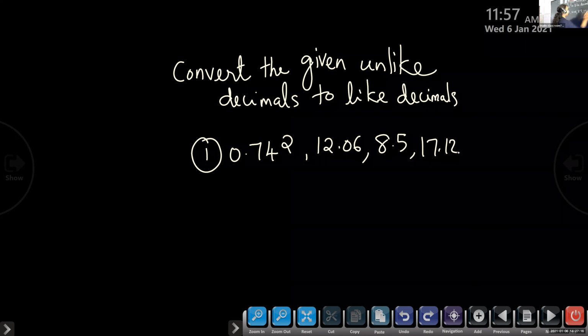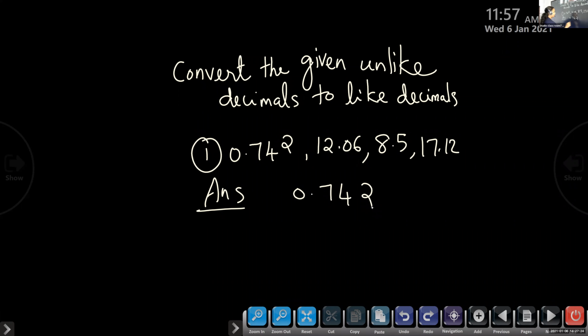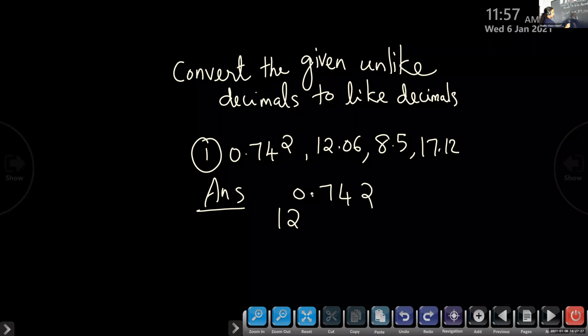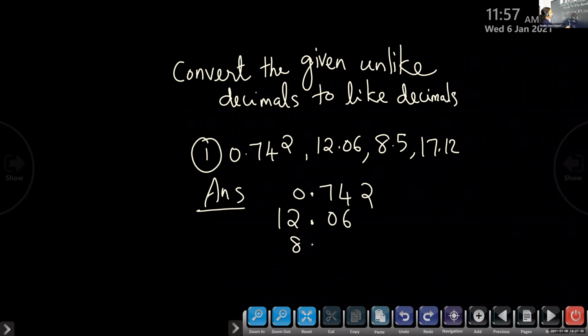17.12. So children, when you write, try to write the numbers one below the other. First, when you start, make the decimal places line up. Then it will be easy for you to identify how many zeros should be added. It will help you to identify the number with the maximum decimal places, and how many more zeros to be added. Okay. So write one below the other, line up the decimal points.